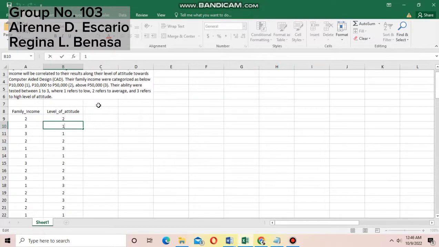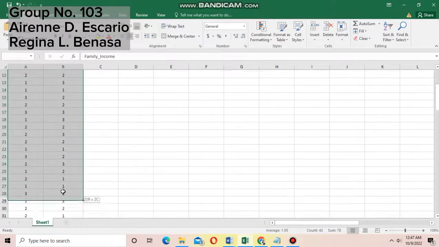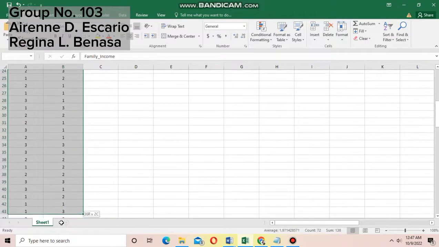We have here 100 observations. Each of these observations or students has its own level of attitude or ability towards CAD. We will copy the data and paste it in the text box of the page.